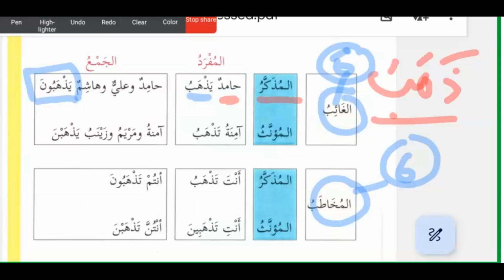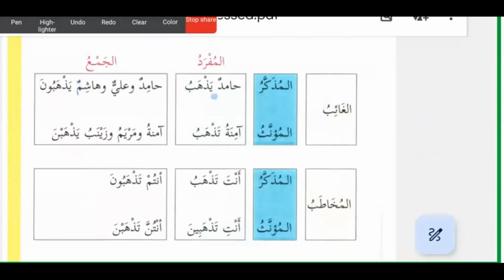So simply, if we want to do i'rab, Hamid is mubtada and khabar is fi jumla fi'liyyah. So Hamid is the subject and the predicate is in the form of a sentence. Yazhabu means he goes. Likewise, these are the subjects and this is the predicate. Yazhabuna means they go. Now coming on to the muannas part.